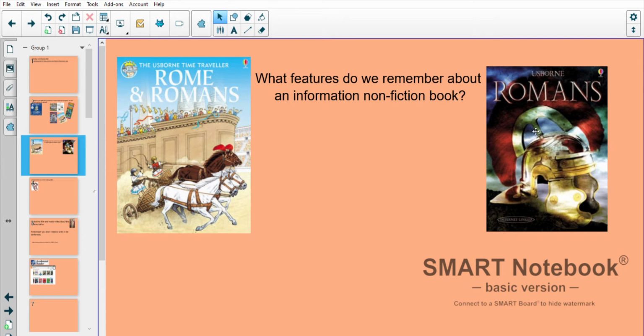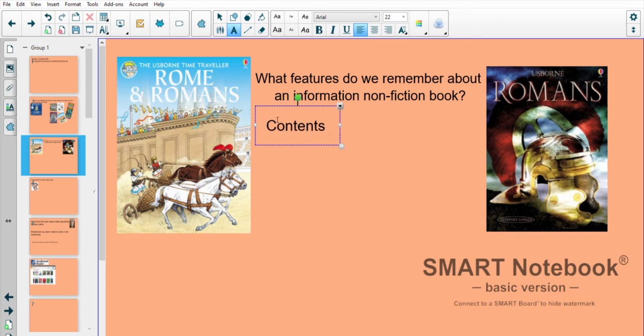Pause the video here and think about what features you remember about an information non-fiction book. What can you find in there? Okay, one at the front, the first couple of pages is called a contents, and the contents tells us what chapters are in the book and what pages you can find them on. So Chapter 1 might be about the invasion of Britain. Chapter 2 might be about Roman schools.